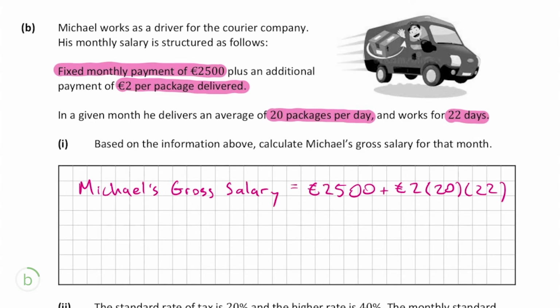So using this information, we can write the equation for Michael's gross salary, which is €2,500 plus €2 times 20 packages per day times 22 days, which works out to €2,500 plus €880, which is equal to €3,380 per month.